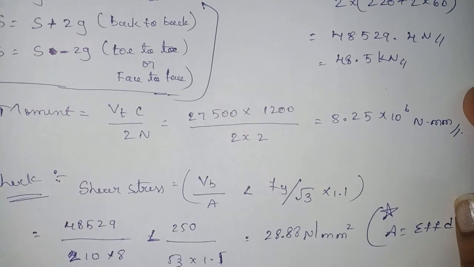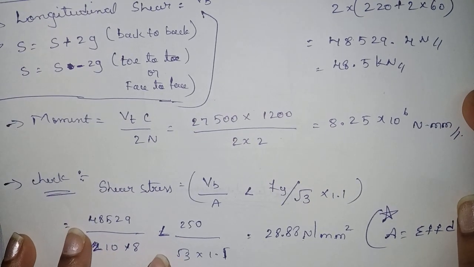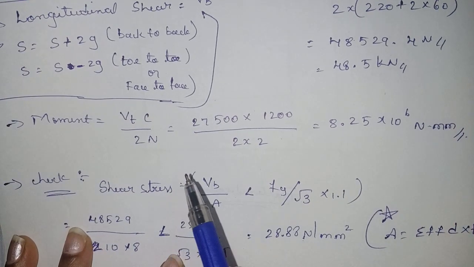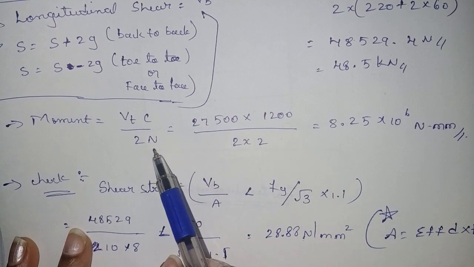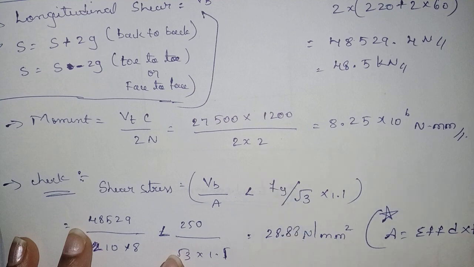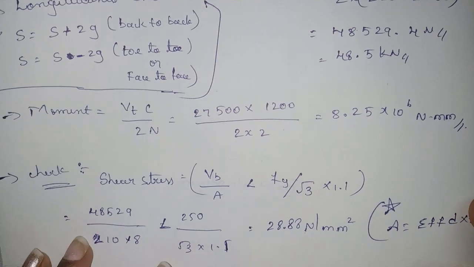Okay, so next we'll go for the moment calculation. VTC divided by 2 times of N. You know what is VT, you know what is C, divided by 2 times of N. N is 2 channel section, 2 sides, so it is 2. Calculated, so that will be 8.25 into 10 raised to 6 Newton mm.